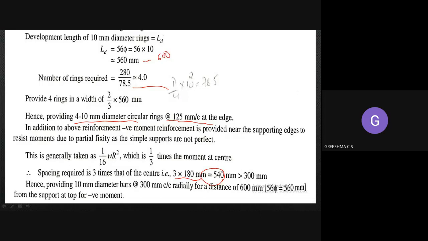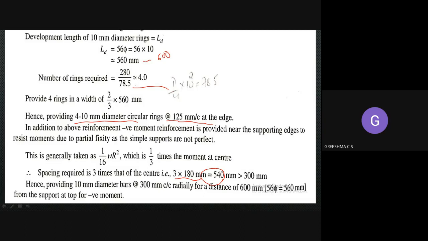If it is distribution bars, the limit is 450 mm, and if it is main bars, it is 300 mm. We cannot provide a spacing more than 300 mm. This is a slab portion, so here we are having main bars. All of them are main bars; the distribution bar does not come here. As far as the slab is concerned, you are providing main bars.